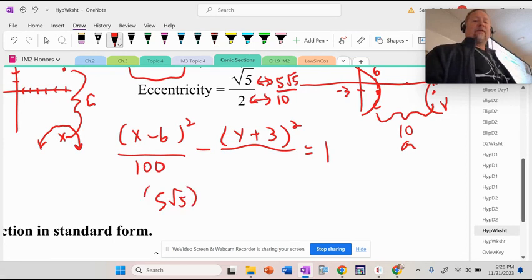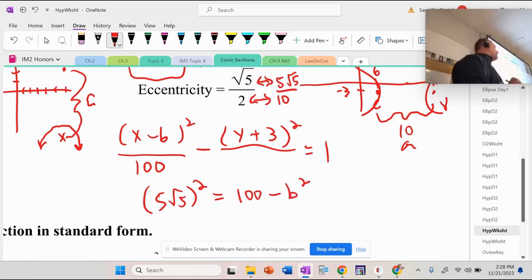10 squared, hundo, minus b squared. Hey, everybody, what's 5 squared? 25. What's √5 squared? 5. What's 5 25s? 125.